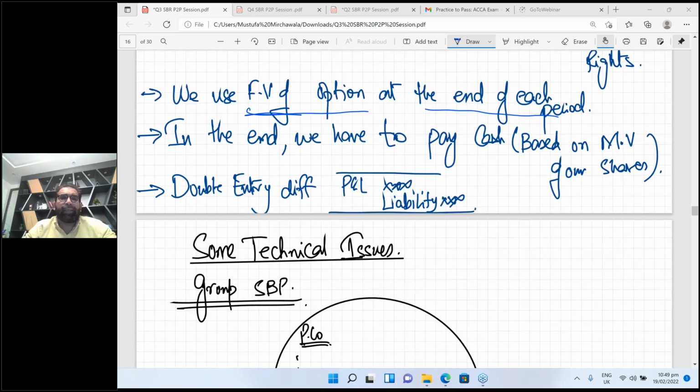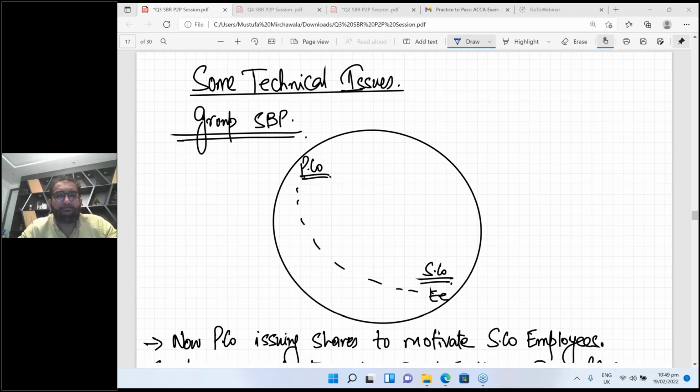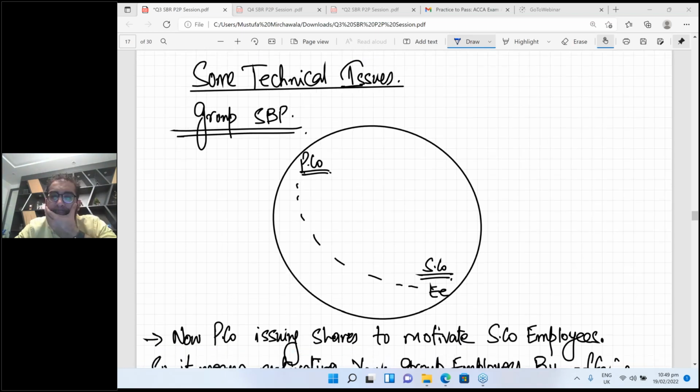Now some technical issues. Group SBP, this is called group share based payment. Listen, can you see this circle? This circle is group. Now wait, you know what is the scope of IFRS 2? Just concentrate on the scope of IFRS 2 with me.